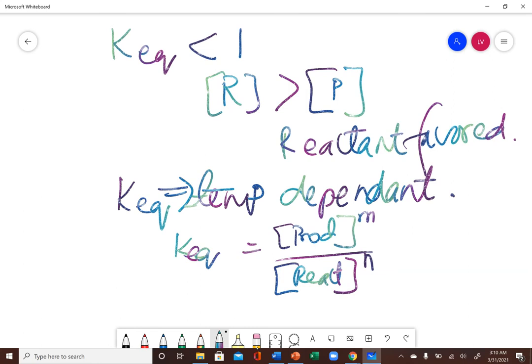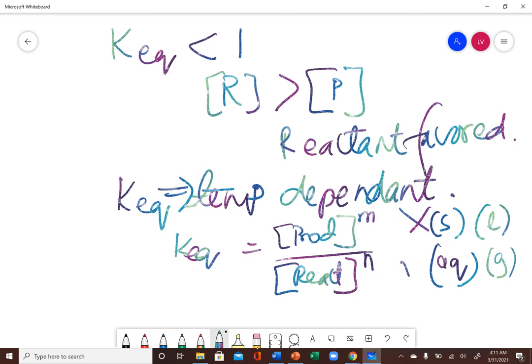I will never include pure solids or liquids. They do not feature. If a reactant or a product was a solid or a liquid, I would not feature it in my equilibrium expression. The only things that would be featured are aqueous substances and gases. These are the only ones that find a place in my equilibrium expression.